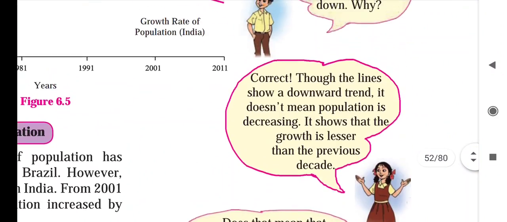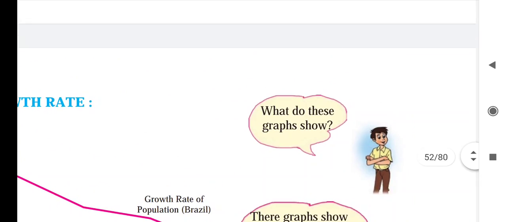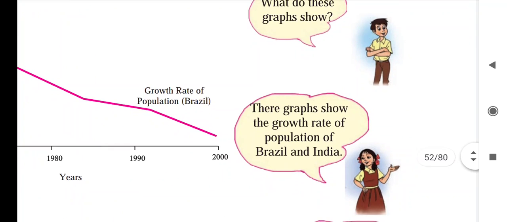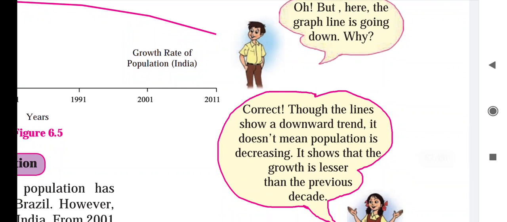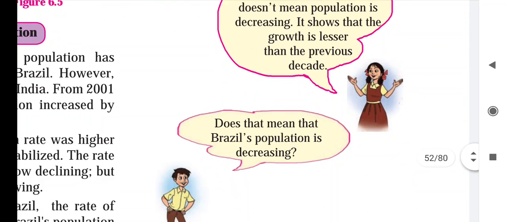What is the discussion given here that we will study? What do these graphs show? This graph shows the growth rate of population of Brazil and India. But here the graph line is going down. Why? Though the lines show a downward trend, it does not mean the population is decreasing. It shows that the growth is less than in the previous decade.